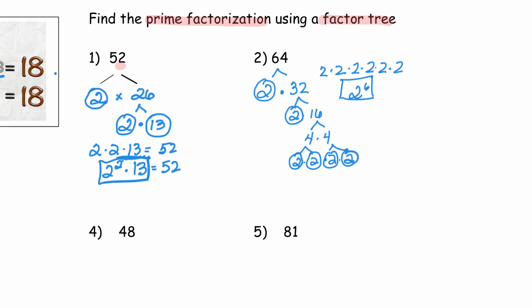Let's look at number 3. Number 3 is 32. So in this case, I'm going to this time do 8 times 4. And it doesn't matter what you start with, if you do it correctly, your prime factorization will always work out to be the same.